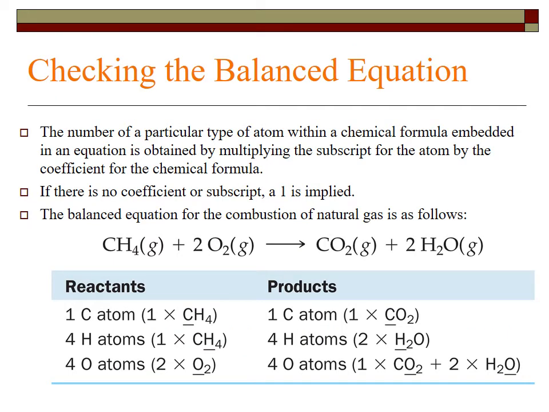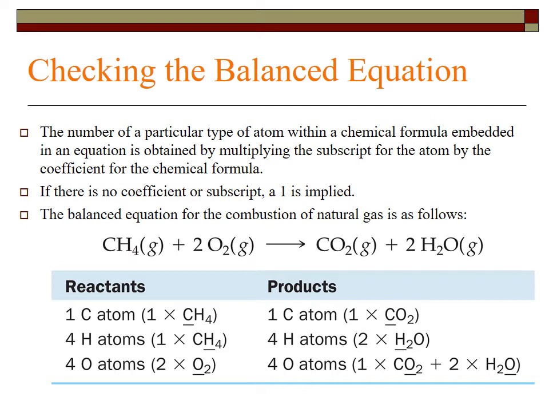The number of a particular type of atom within a chemical formula embedded in an equation is obtained by multiplying the subscript for the atom by the coefficient for the chemical formula. If there is no coefficient or subscript, a 1 is implied. The balanced chemical equation for the combustion of natural gas is as follows. We can separate these up, looking at the reactants and the products. Now remember, they have to equal one another. So the coefficient out in front of the CH4, I have 1 carbon atom. So 1 carbon atom.